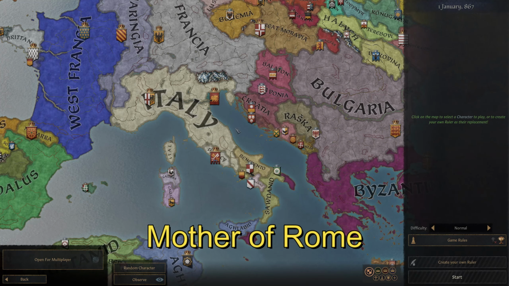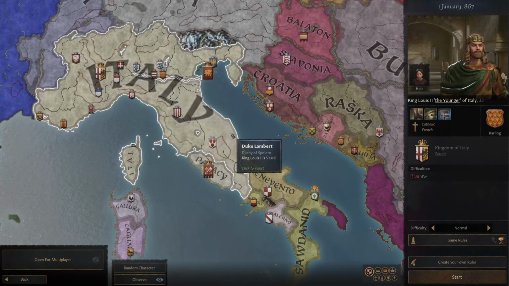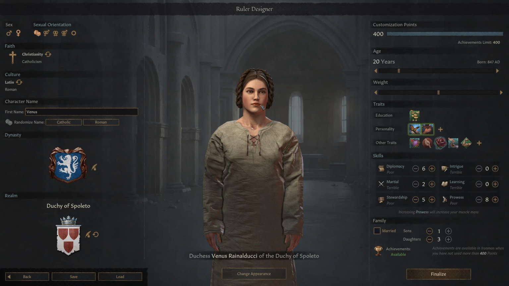My last build is more of a fun build than a meta build. I dub it the Mother of Rome build. Starting as the vassal of the King of Italy in Spoleto, Venus is the most desirable woman in the world. The goal here is to use this seductress to convince the world we should own Rome, and then create the richest realm to restore the Roman Empire thereafter.